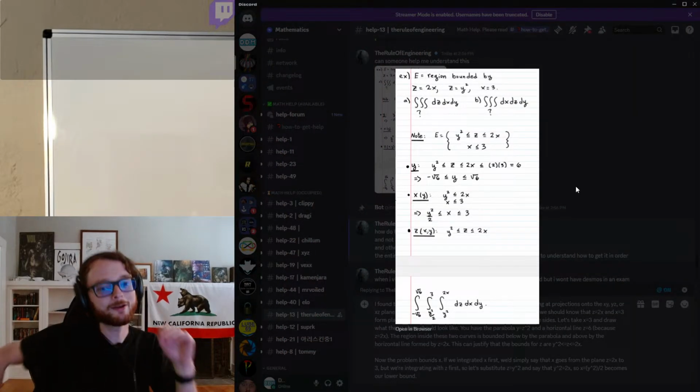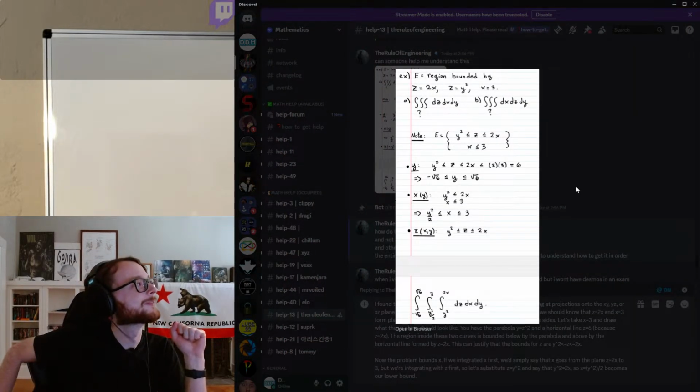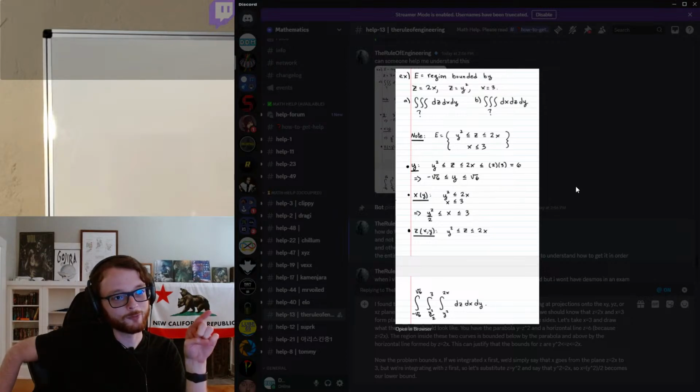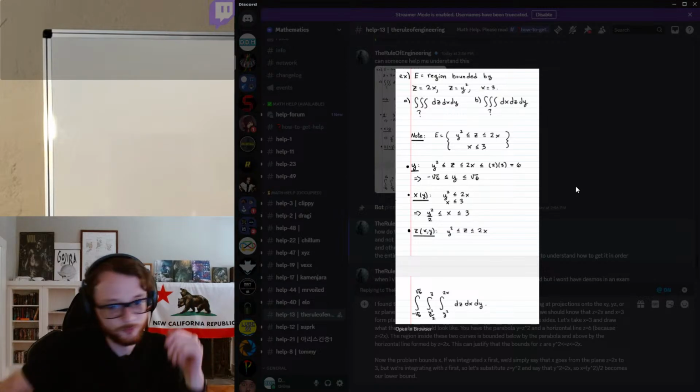The last problem, why does y go from minus root 6 to positive root 6? That's because z goes from 0 to 6, but if we take 6 equals y squared, we get plus or minus root 6. We can't just go from 0 up to root 6. Okay.